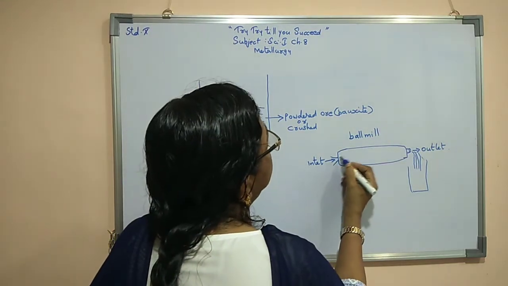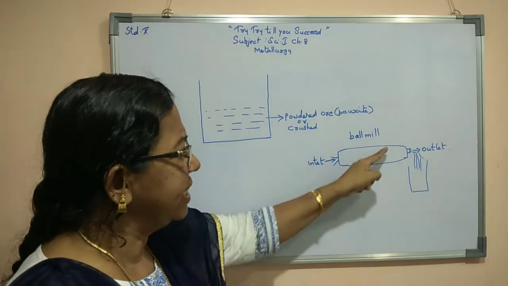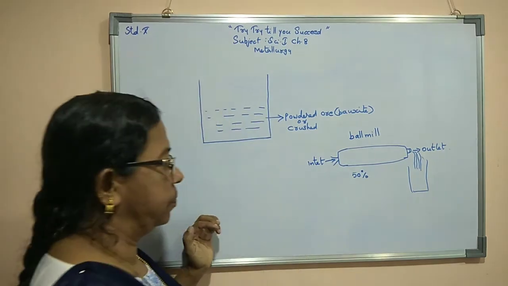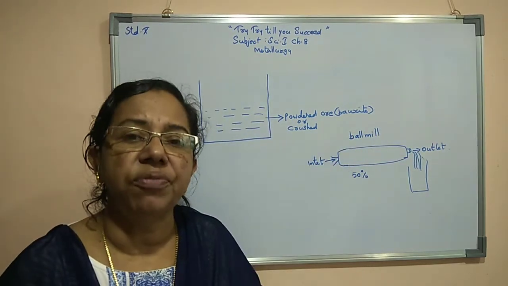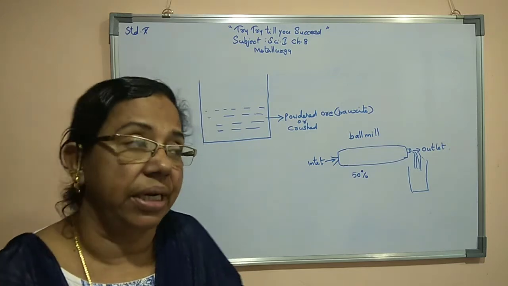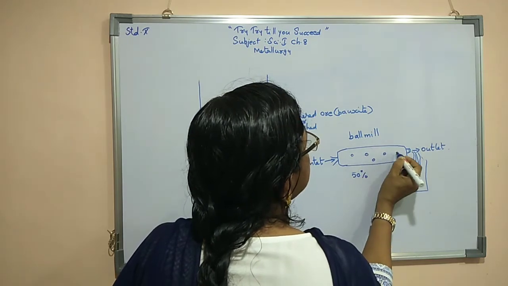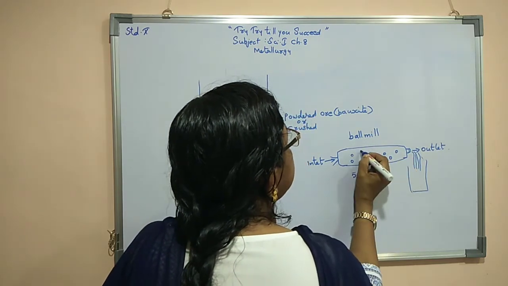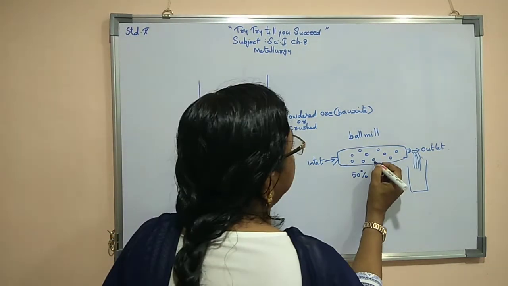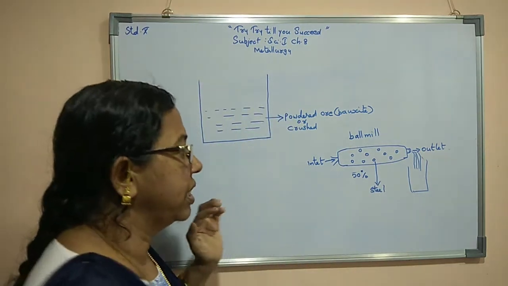Through this inlet we have to put the bauxite inside. Now how much is its size? It's 50% of ore only we have to put inside. Do not fill it fully; 50% of ore we have to put, or less than that, beyond that not required. Now inside this cylindrical container there will be steel balls. These balls are made of steel, stainless steel we can say. Steel balls are present.